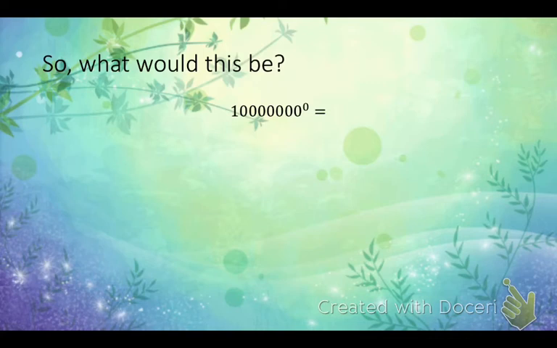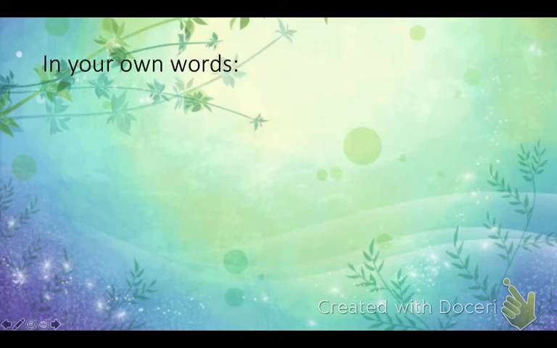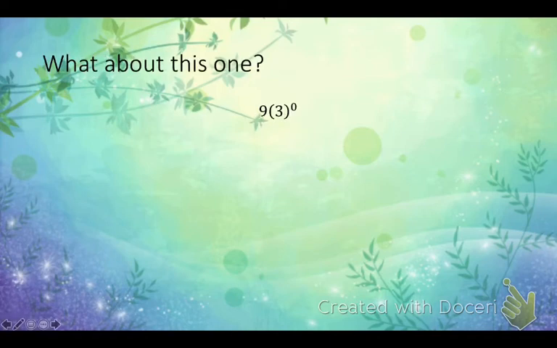So like this number, I think it's 10 million. Okay, 10 million to the power of 0 will always be 1. Anything to the power of 0 is 1. So 4 to the power of 0 is 1. This one, however, is not 1.